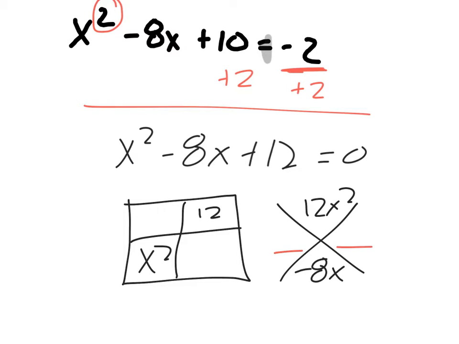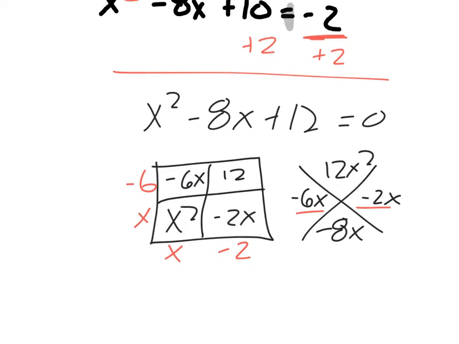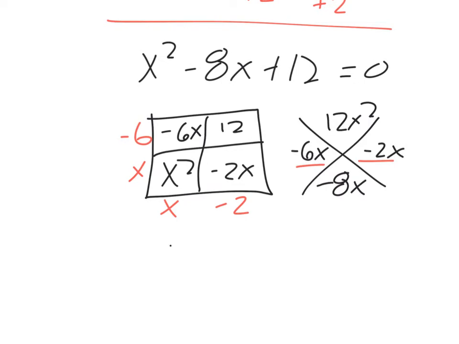Off the top of my head, I know that those are going to be negative 6x and negative 2x. And those go right here in my box, negative 6x, negative 2x. And so then my factors are going to be x and x. Those multiply to make x squared. This is going to be negative 2, and this is going to be negative 6. So what I just did is I factored that quadratic up above to be x minus 6 and x minus 2. And that's still equal to 0.